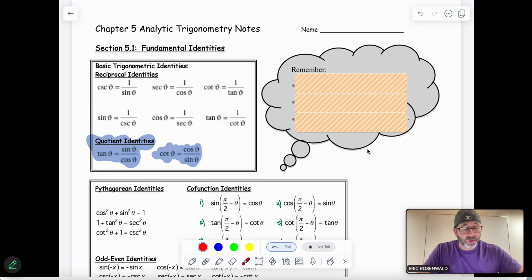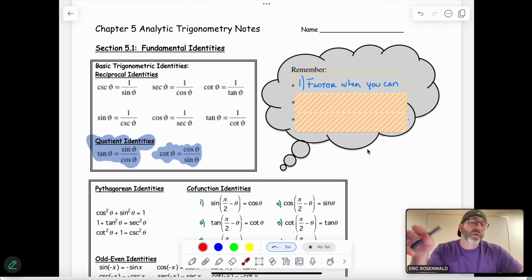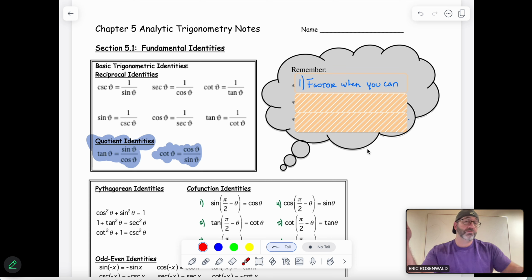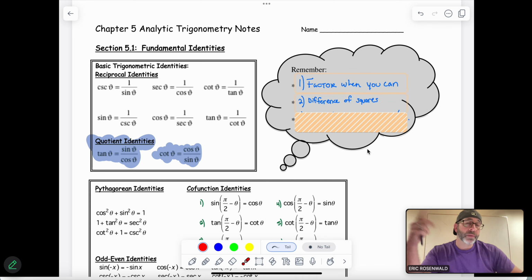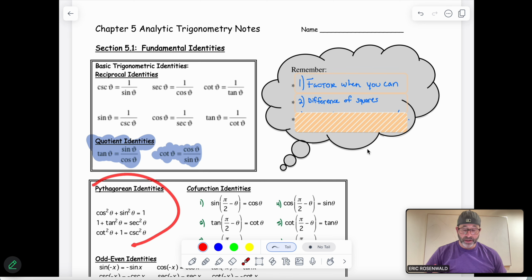First and foremost, when you're doing these, a couple of things to remember: try to factor whenever you can. We did an algebra and trigonometry review before we started this unit, and a lot of that entailed factoring. So whenever you think you can factor, try it and see what happens. It might work out, it might not. In terms of factoring, look for the difference of squares. I'll show you in a moment why this surfaces pretty frequently, but it's actually linked to the Pythagorean identities that we see down here, okay?